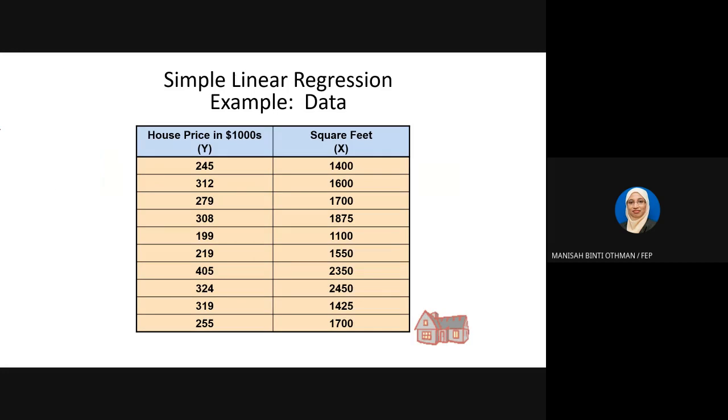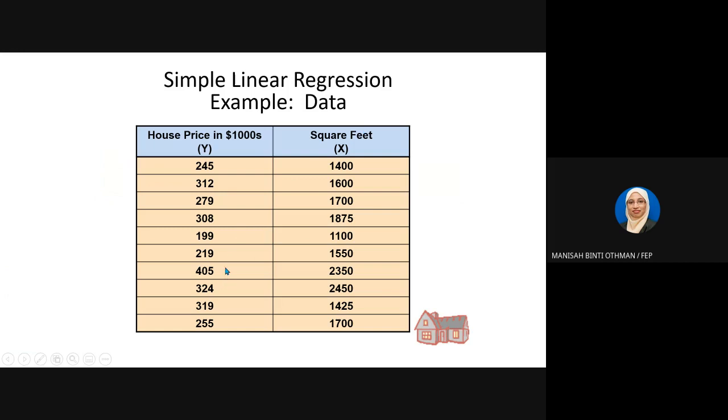All right, so this is the data based from the 10 sample houses that this company collected. House price 245, then the size is 1,400 square feet. Then 312, and the size is 1,600 square feet. Based from this history data, we call this existing data, meaning that these are existing houses.